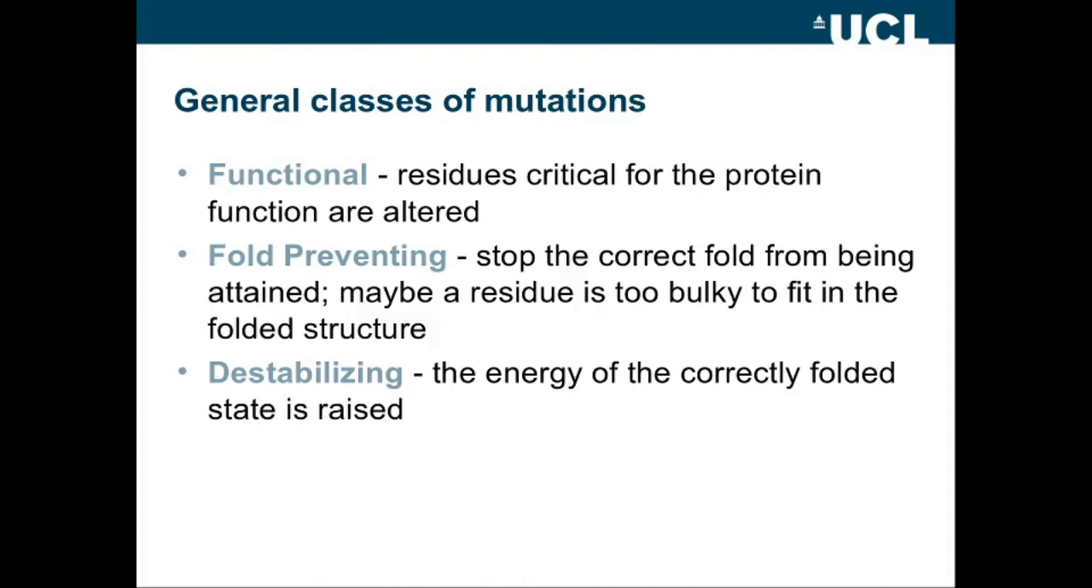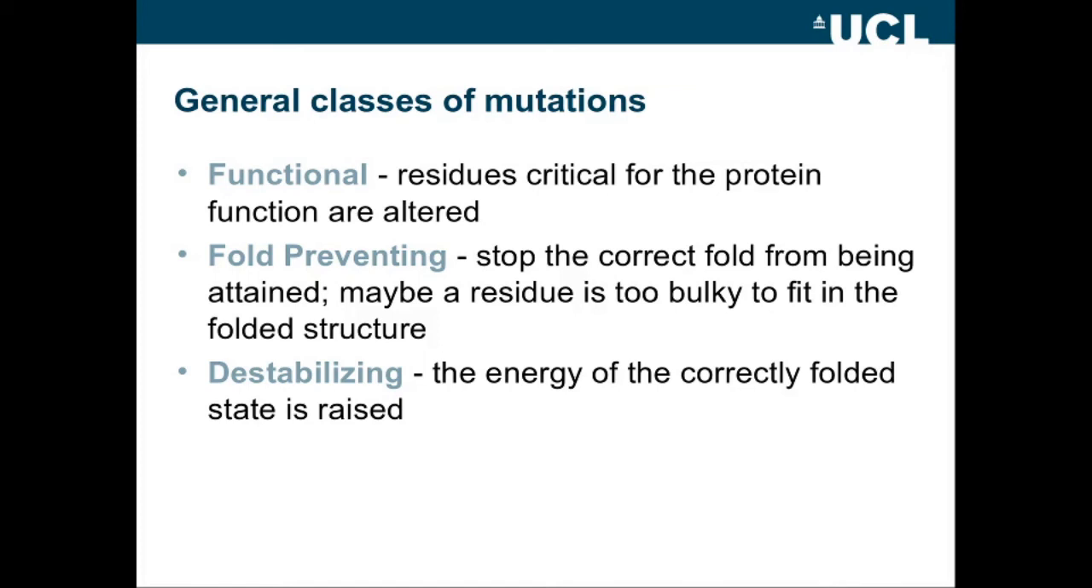Now, if we think about the effect that a mutation is going to have on a protein, we can describe three broad classes of mutation. Functional mutations, where residues that are critical for the protein function are altered. So this might be catalytic residues in an enzyme, something like that.